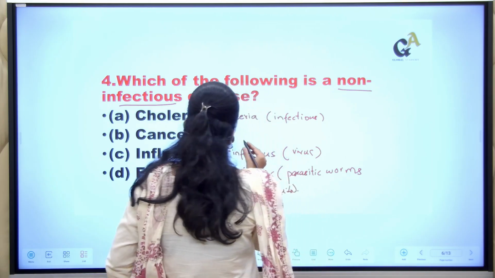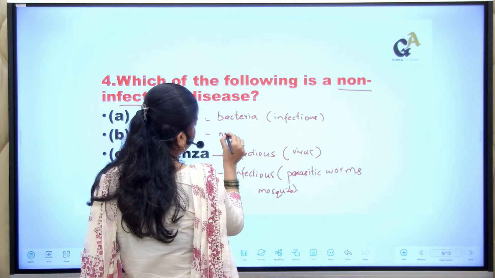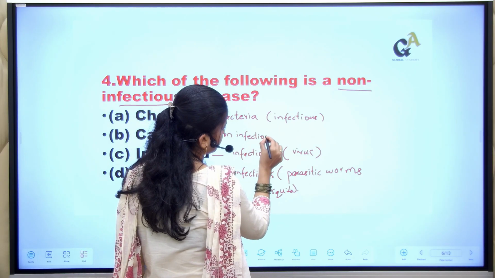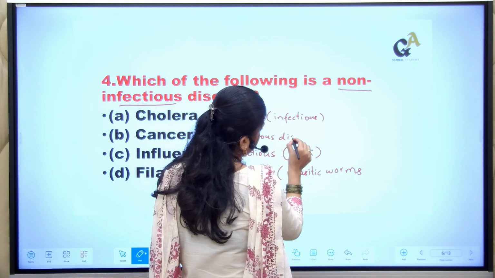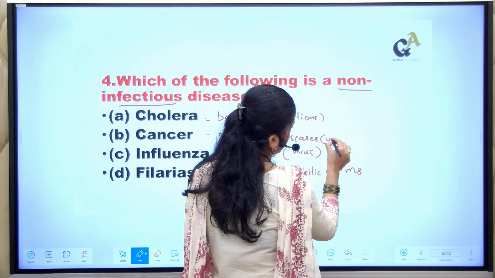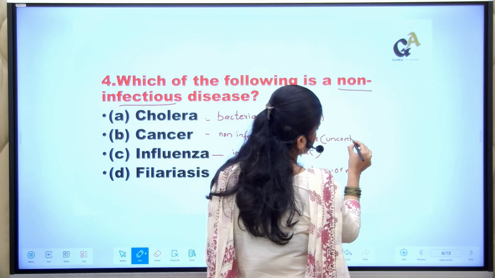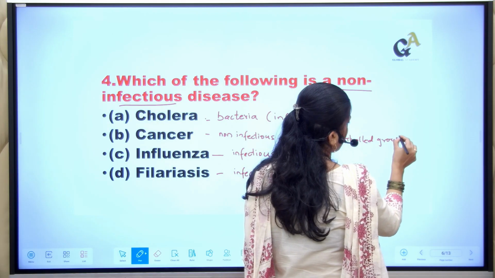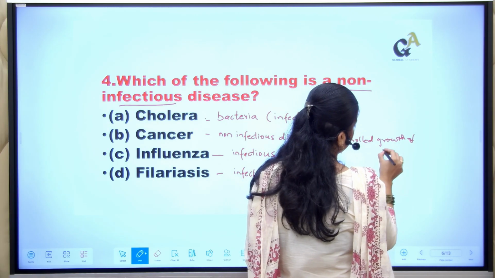Next, cancer. It is a non-infectious disease caused by uncontrolled growth of cells.